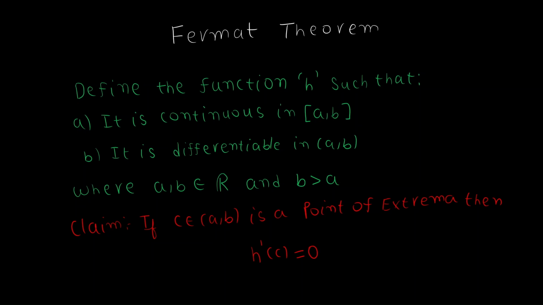It's very important. In Fermat's theorem, we claim that if c belonging to (a, b) is a point of extrema, then h'(c) is equal to 0. See that I have put an open interval (a, b), not a closed interval [a, b], because we know about the function's differentiability in the open interval (a, b). We can't exactly comment about it at the boundary points. And also many of you will think that we know that at the point of maxima and minima, the slope of the derivative is 0. But today let's see how we can prove it using the first principle of derivative.